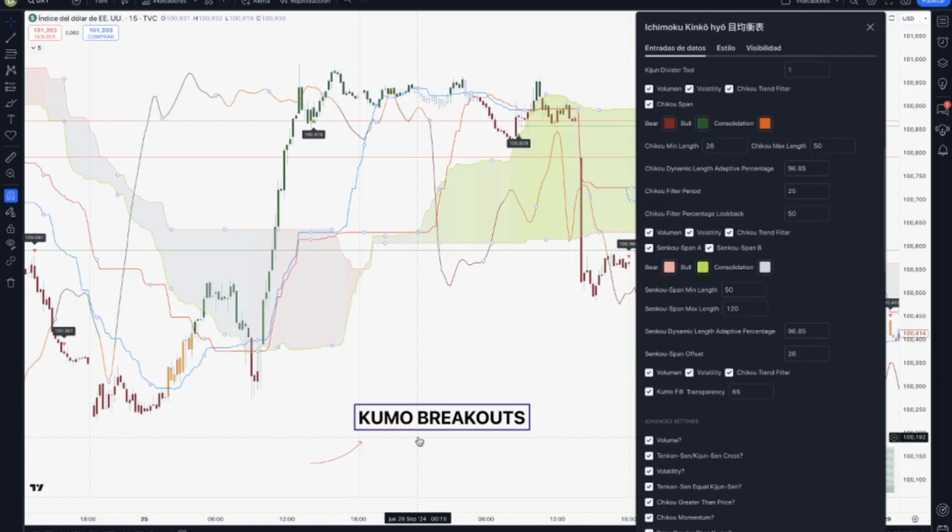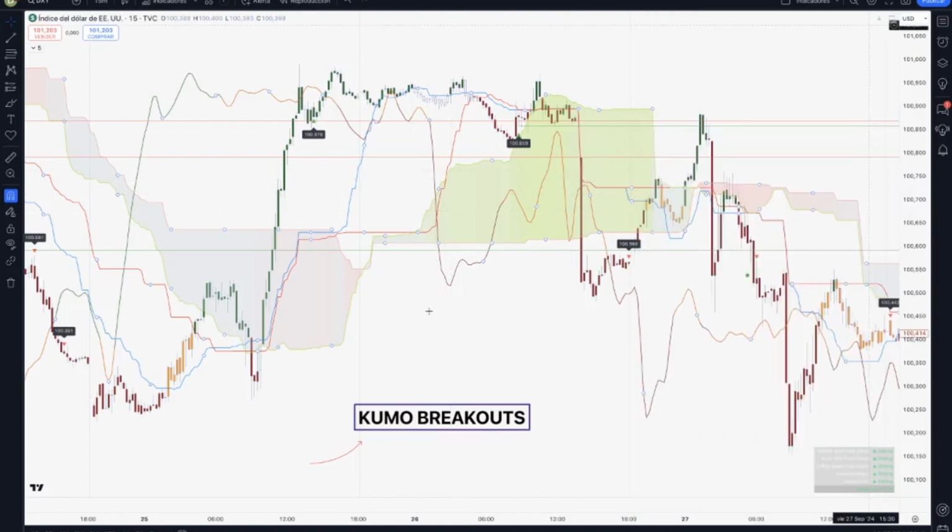So what is the Kumo breakout? A Kumo breakout happens when the price breaks above or below the cloud. The cloud acts as a dynamic support or resistance zone, so breaking through it can signal a significant market move. The bullish Kumo breakout, for example, right here at the Kumo cloud, is when the price breaks above the cloud, signaling a potential upward trend, while the bearish Kumo breakout is the price breaking below the Kumo cloud.